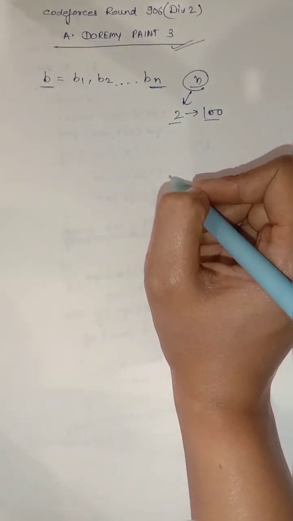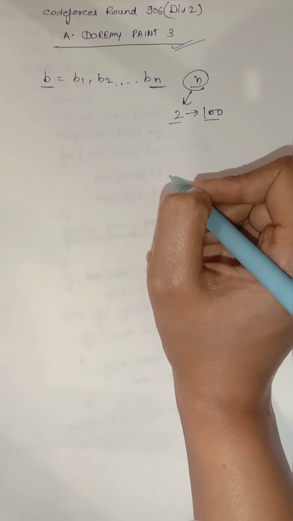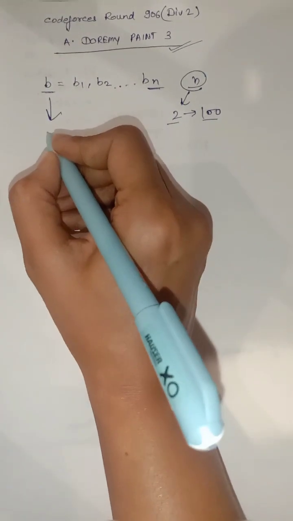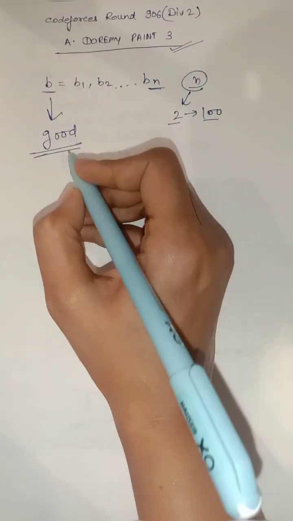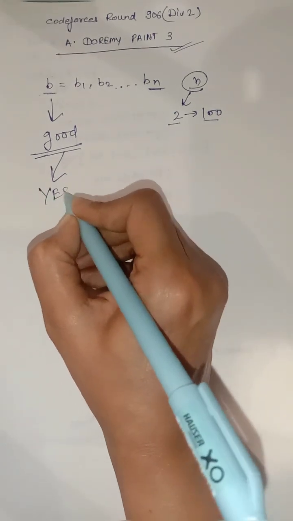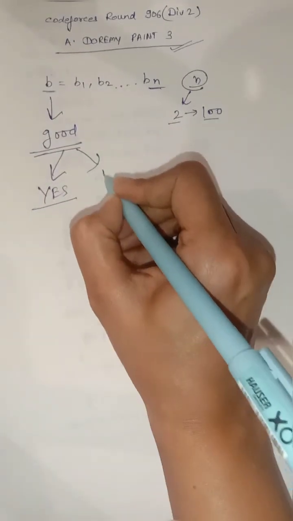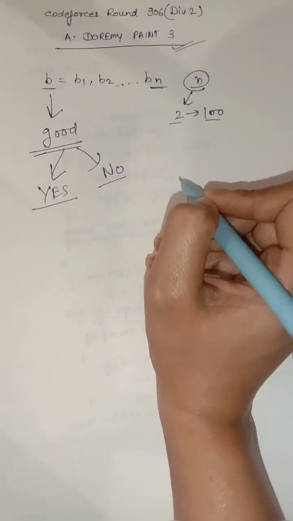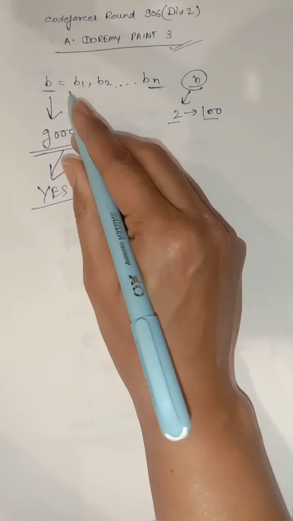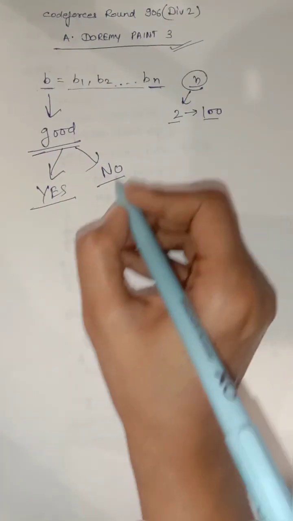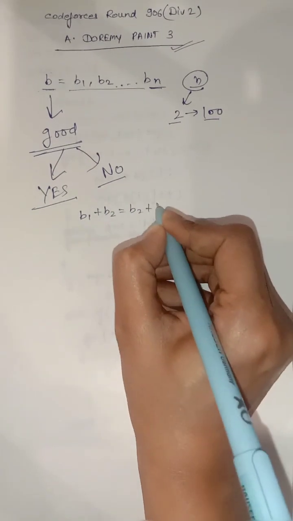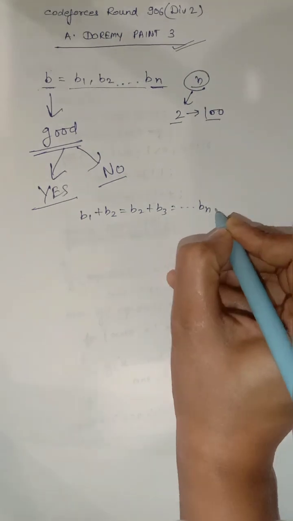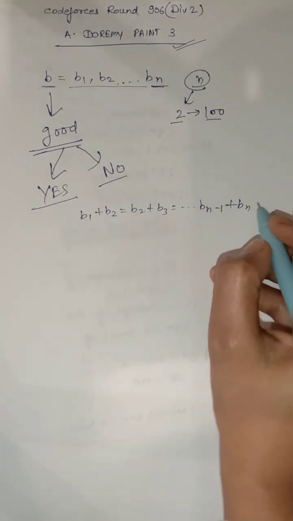What we need to check here is if this array can be made good, or it is already good. If it is good or it can be made good, we will say yes, we can make it good. Otherwise we will say no, we can't make it good. So the condition for this array B to be good is B1 plus B2 should be equal to B2 plus B3 and so on, up to Bn minus 1 plus Bn. So let's say there is an element k which is equal to this value.